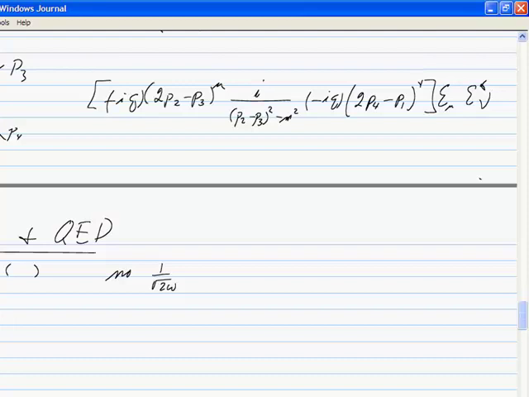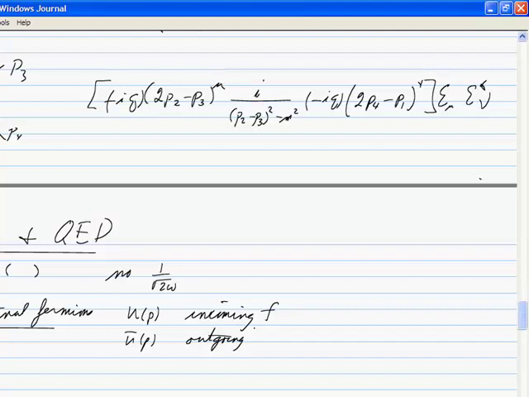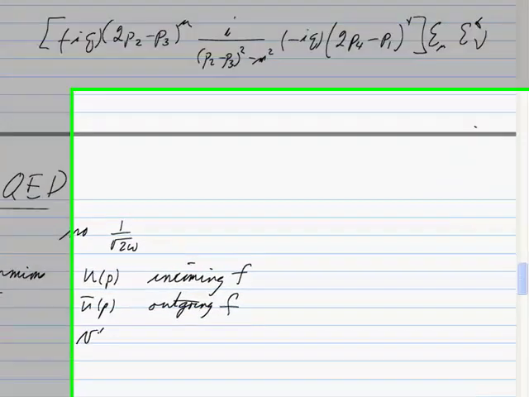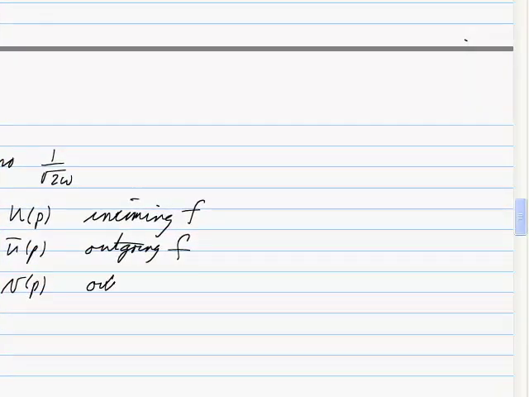Okay. The other things you get are, for external fermions, you get u of p for incoming fermion, u bar of p is outgoing fermion, but these are only externals. v of p is an outgoing antifermion, and v bar of p is an incoming antifermion. Remember, those are backwards. We had those rules before.